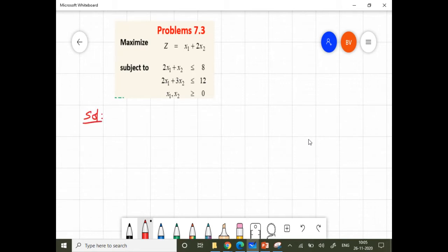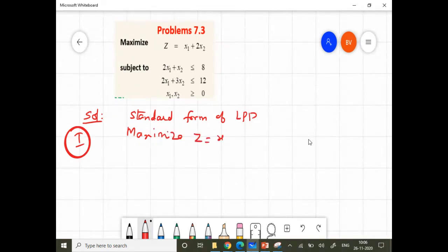Step number 1. There are some steps I note down. First step, what we do, we are going to write the standard form of the linear programming problem. So maximize z equals x1 plus 2x2, subject to the conditions. I'm not repeating the same problem, I'm making some changes here. You see, I want equalities here. I don't want inequalities, I want equalities.